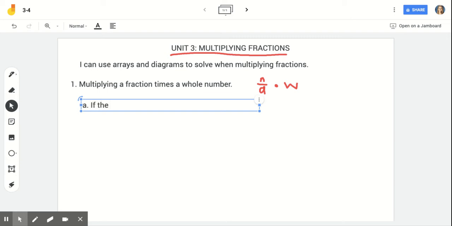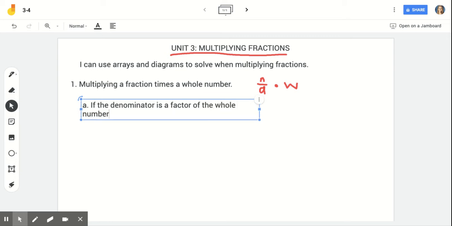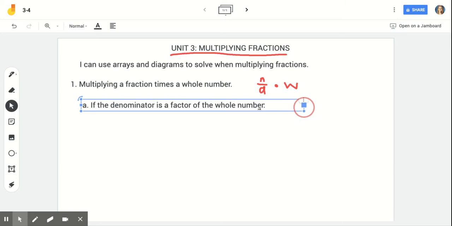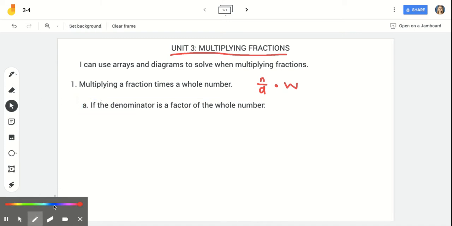If the denominator, so the bottom number, is a factor of the whole number, create an array. Here's what we're going to do if the denominator is a factor of the whole number. Do you see how I put that over to the side, a little indented? So here's an example.